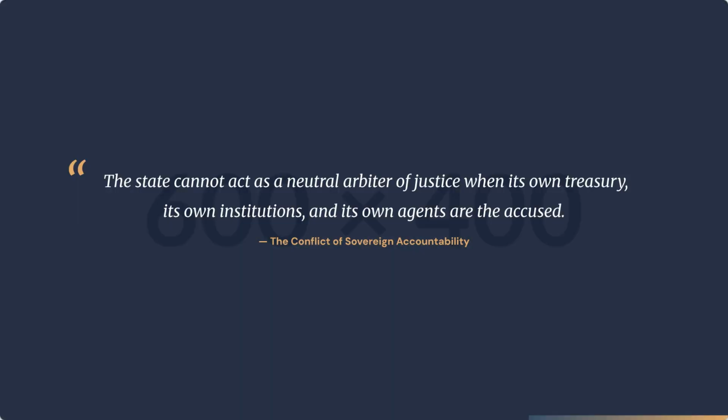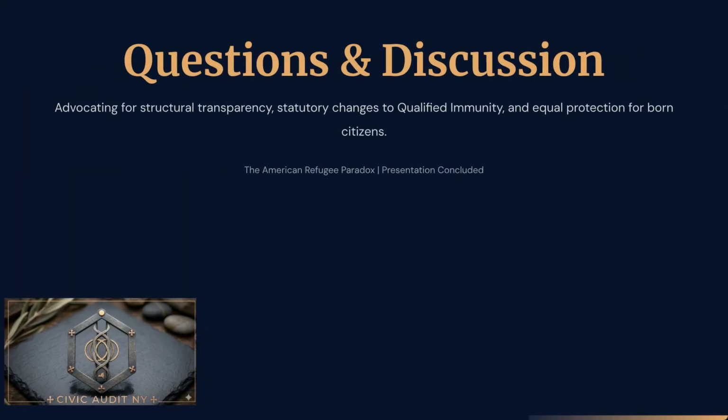The core issue is the conflict of sovereign accountability. The state cannot act as a neutral arbiter of justice when its own treasury, institutions, and agents are the accused. The American refugee paradox suggests a need for structural transparency, statutory changes to qualified immunity, and equal protection for born citizens.